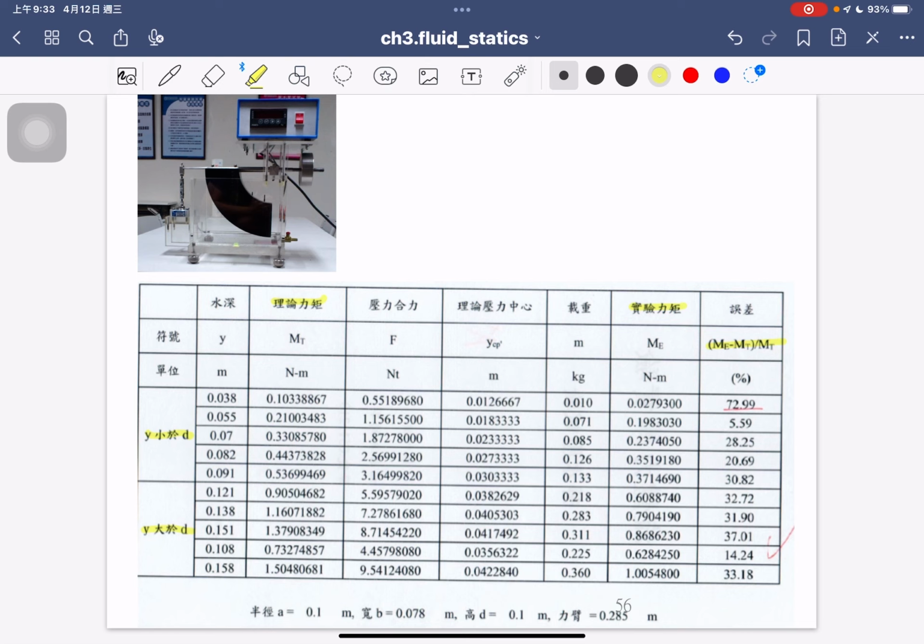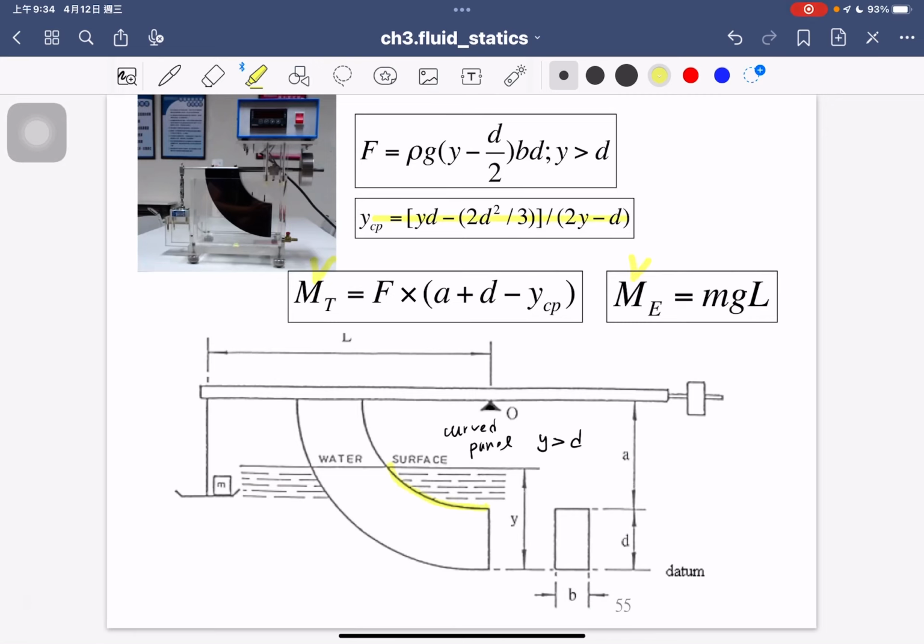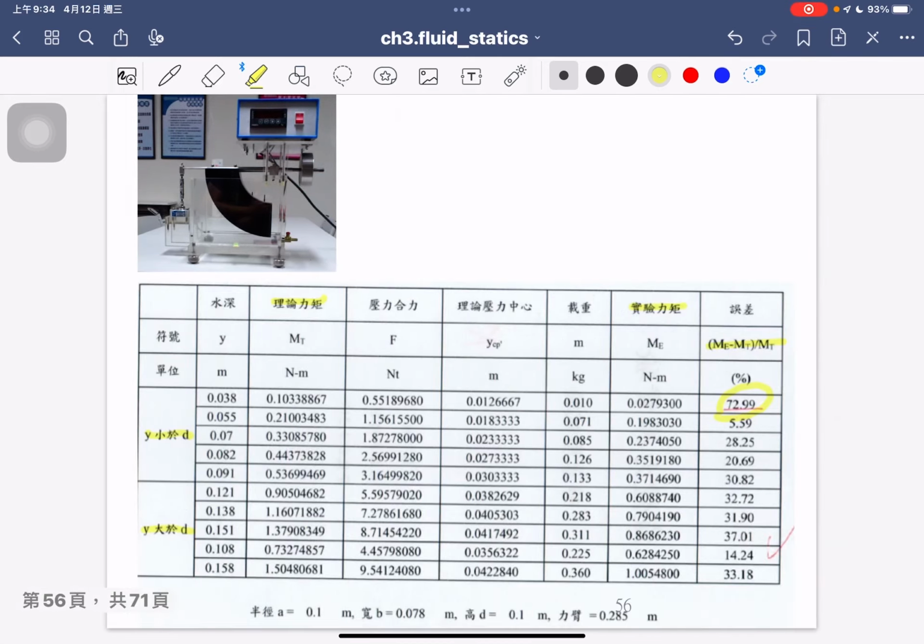For our experiment, you just finish the table, and you should discuss the reason why there is a large difference between the true moment and the theoretical moment. If you forget some equations by next semester, in our experiment I will provide all the equations, so you don't need to remember everything. You just follow the equations I show in the document, and you can finish the table.